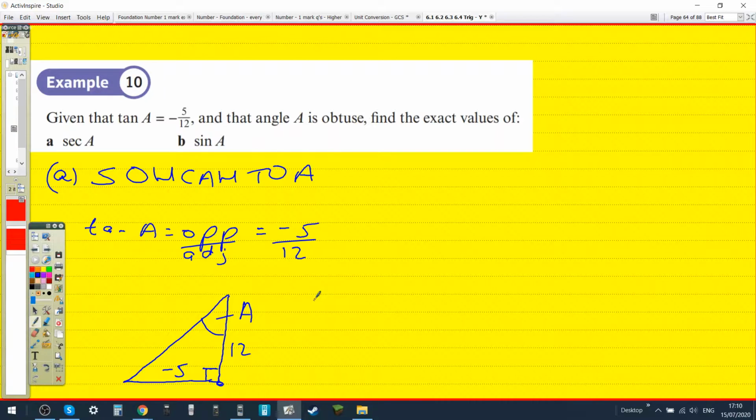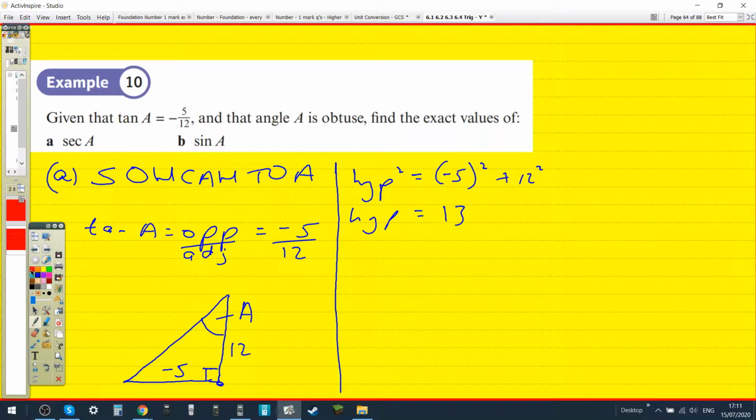Tan A. Hypotenuse. 2 sides. 3 sides in a right angle triangle. 5 squared plus 12 squared equals the hypotenuse squared. There you go. So 13. Yeah. Hypotenuse is? 13 I got. So the hypotenuse is 13.